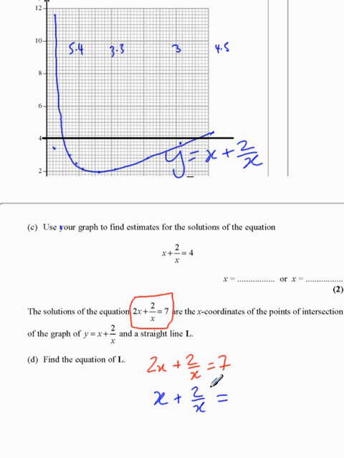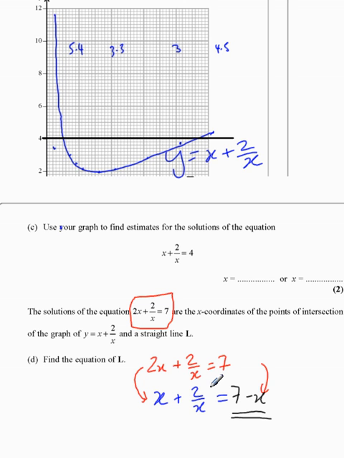And then you see what you've done to get from the equation that you have to solve to your graph. Well, to get from 2x plus 2 over x to x plus 2 over x, you've subtracted x. So you do the same thing to the other side. And therefore, 7 minus x is the graph that you need to plot to find the solution to this particular equation.